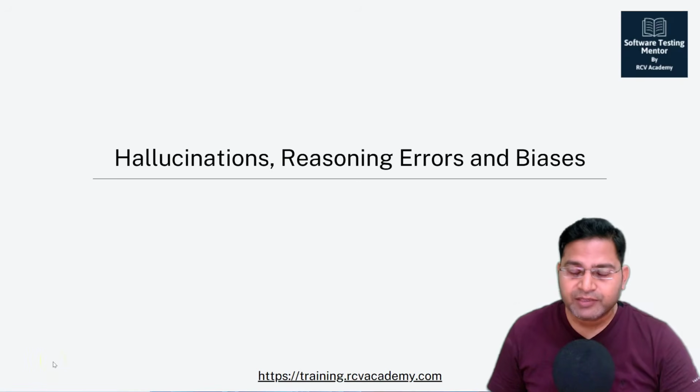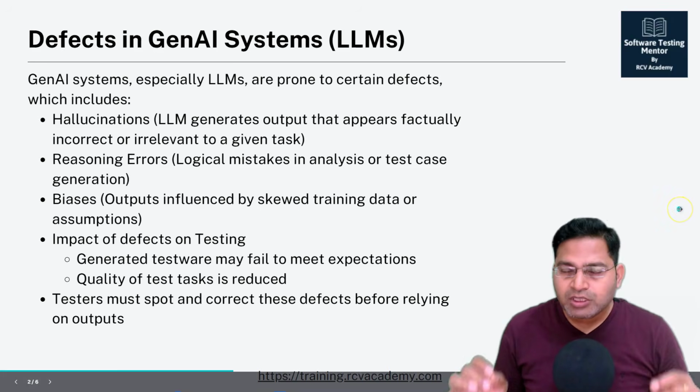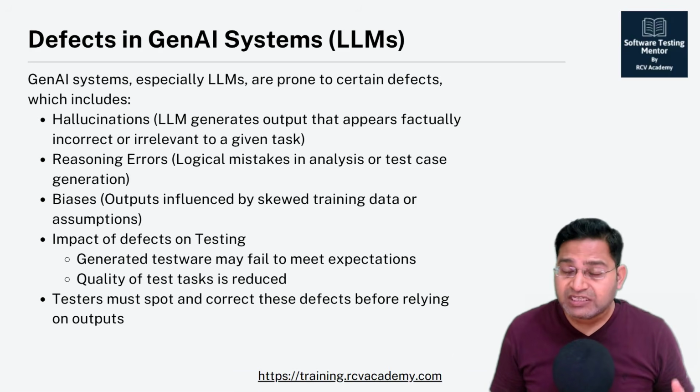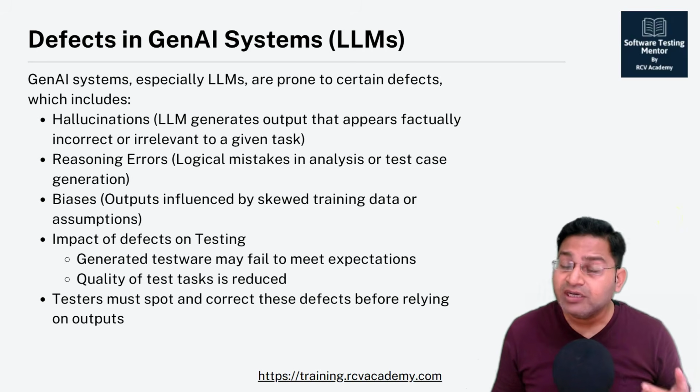Hey everyone, welcome back. So let's understand about the hallucinations, reasoning errors and biases in large language models. What might be some of the defects in large language models or generative AI systems? Large language models are prone to a couple of issues and defects. The first one is hallucinations.